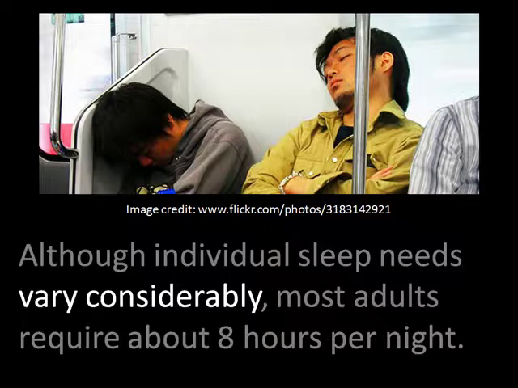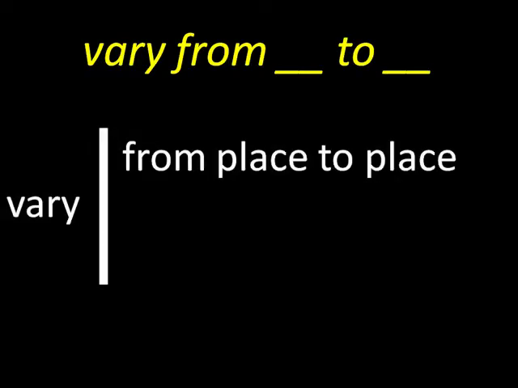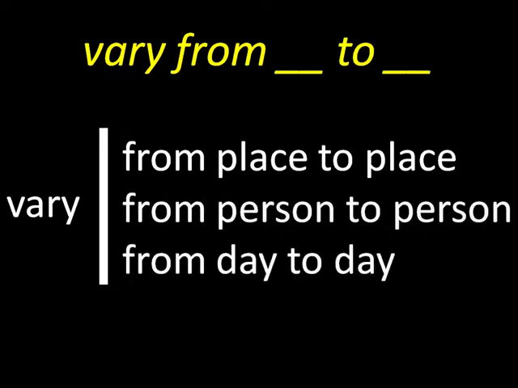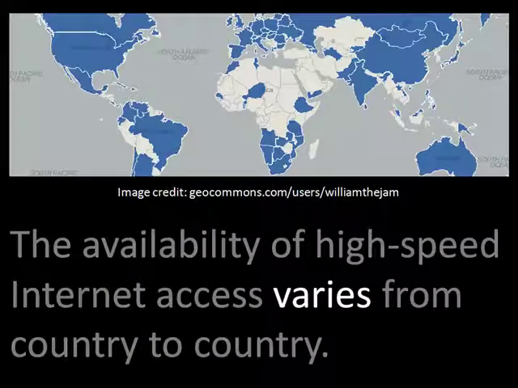Well, interestingly, vary is also often followed by the phrase from blank to blank. We use this to describe the particular way in which things vary, and often we use the same noun in both blanks. You could say things vary from place to place, from person to person, from day to day, and so on. For example, the availability of high-speed internet access varies from country to country. That's good information to have if you're traveling.